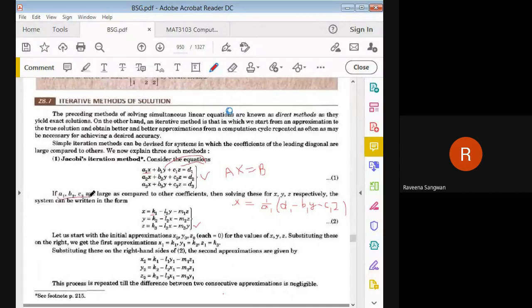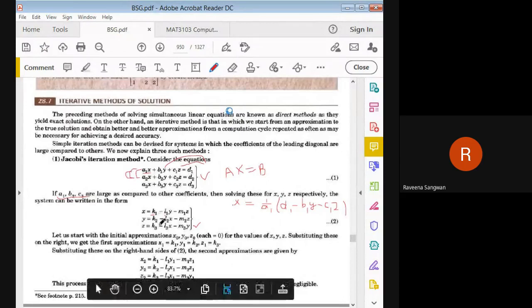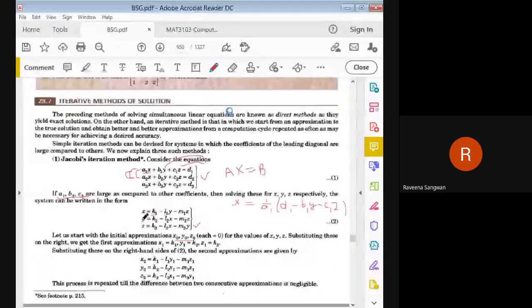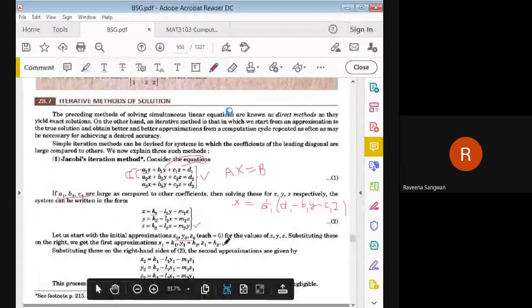If suppose a2 is maximum, then you can interchange these and change the position of the equations. Now put any given value on the right hand side, or you can assume you are starting with 0, that is x0, y0, z0 are 0. Once you put 0 here, it gives you x1 = k1, y1 = k2 and z1 = k3. This is called your first approximation, or when you put x0, y0, z0 as 0, that is called the initial approximation.